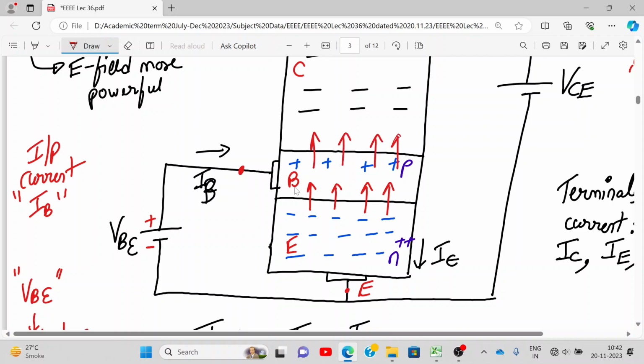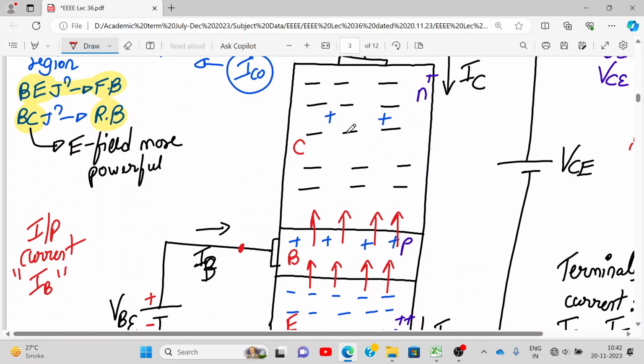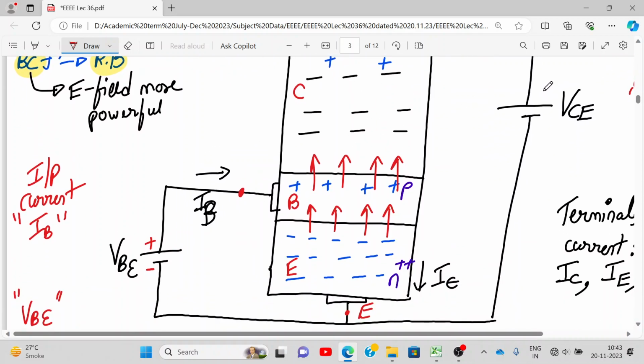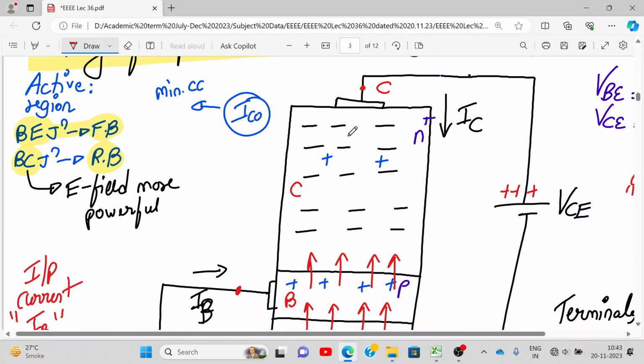Why? Tell me why. They have to go somewhere, right? Electrons cannot stand midway. They have to go somewhere. So where will they go? They'll go towards the collector, because the collector will be attracted towards this positive supply. So those electrons will join the electrons over here in the emitter.